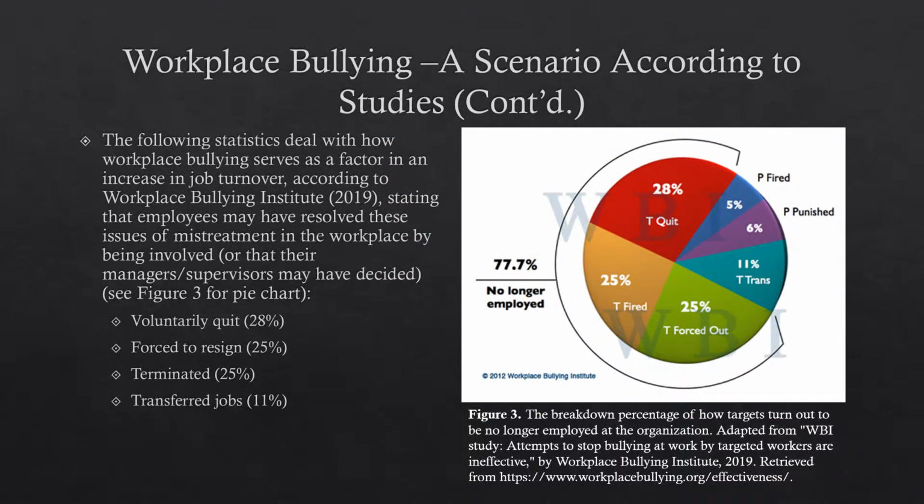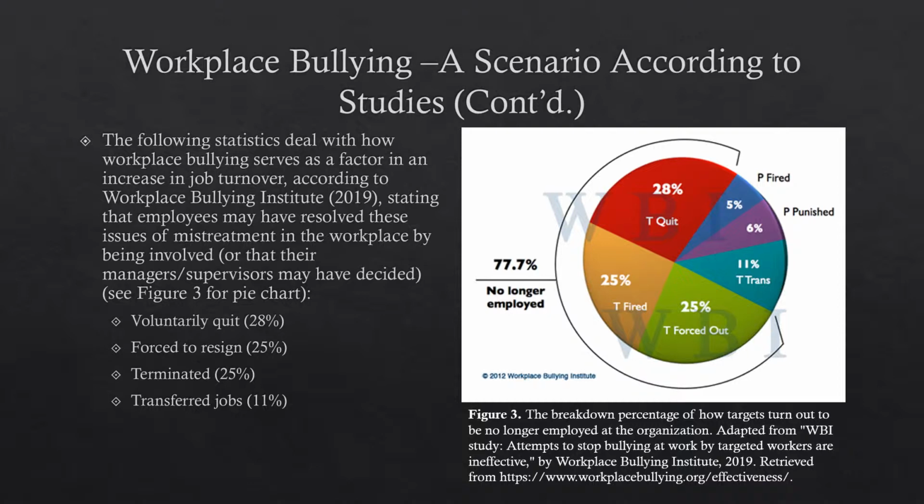The following statistics in this pie chart deal with how workplace bullying serves as a factor in an increase in job turnover, according to the Workplace Bullying Institute, stating that employees may have resolved these issues of mistreatment in the workplace by being involved, or that their managers or supervisors may have decided. And over here in figure 3, which is the pie chart, they show a breakdown of how the targets of bullying have actually gotten involved in the mistreatment and how the outcomes applied.